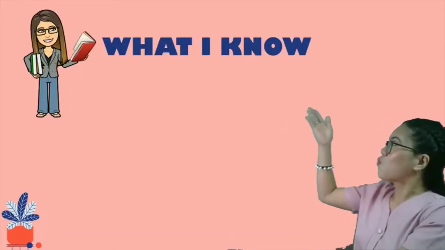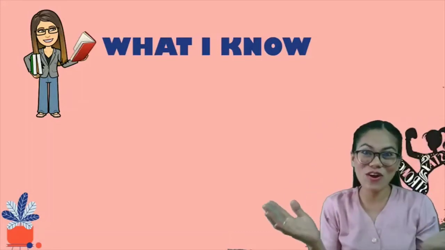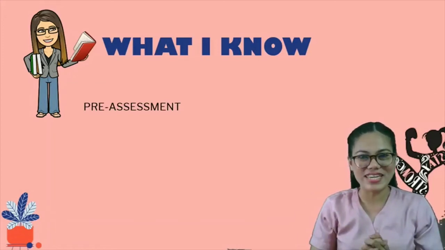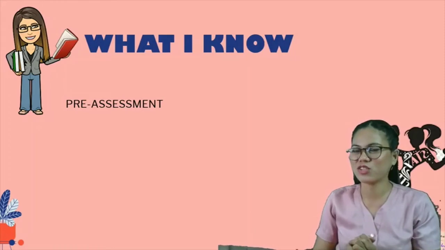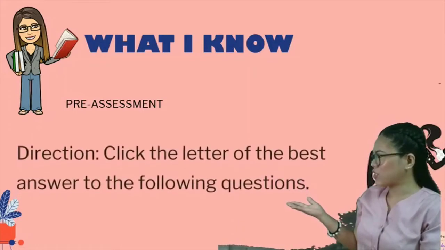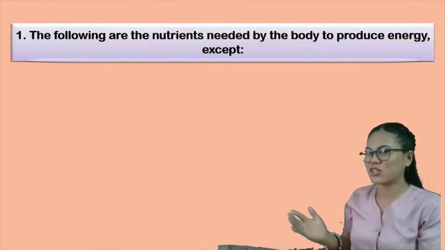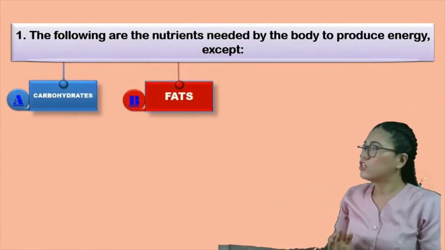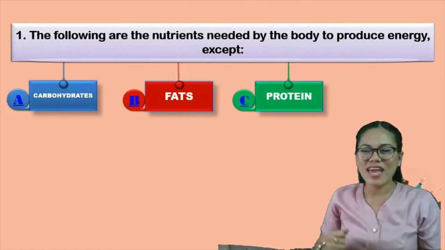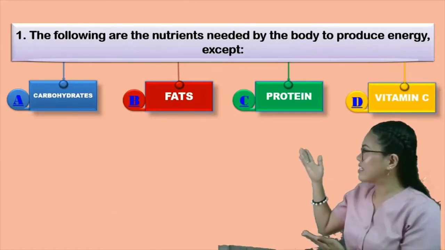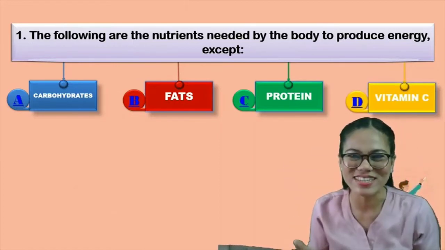So let's start. I will give you this one: What I Know. I will give you a pre-assessment, and everybody read the direction of our pre-assessment. Click the letter of the best answer to the following question. Question number 1. The following are the nutrients needed by the body to produce energy except A. Carbohydrates, B. Fats, C. Protein, D. Vitamin C. So what is your answer?